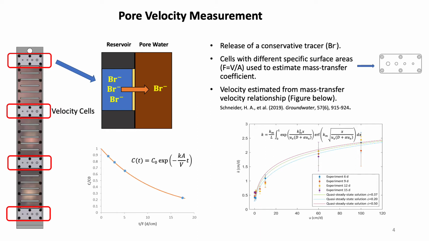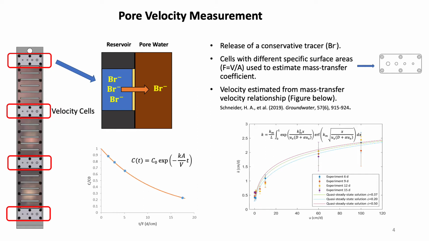And that loss is governed by the specific surface area, the A to V term, the time deployed, and a mass transfer coefficient. So with a single deployment, we can have 4 data points based on the area to volume ratio, and we can then estimate the mass transfer coefficient.